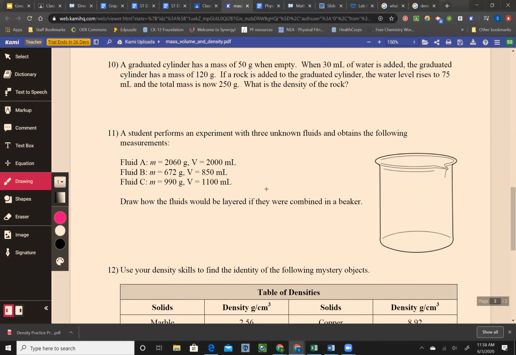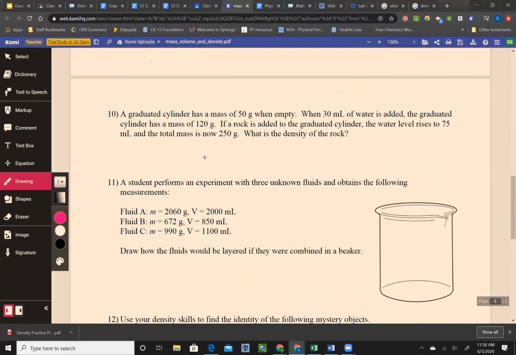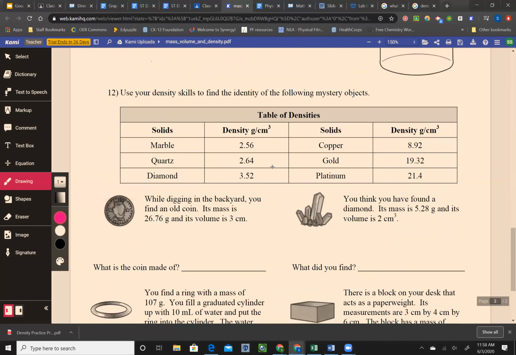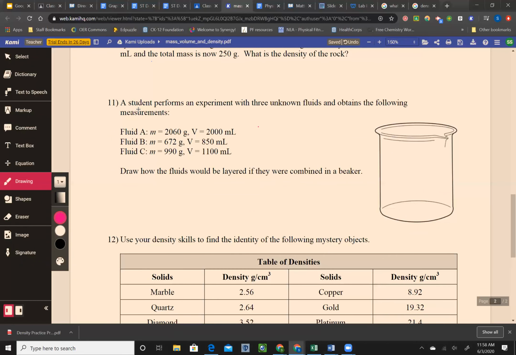Well, we've got to do a little more figuring. If you want to skip that one, you can. And these are higher levels. But they're not difficult. You can do them. A student performs an experiment with 3 unknowns. They get these measurements, okay? A, B, and C fluids with these 3 masses and these 3 volumes.